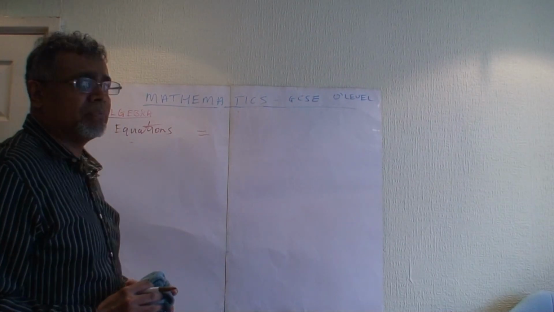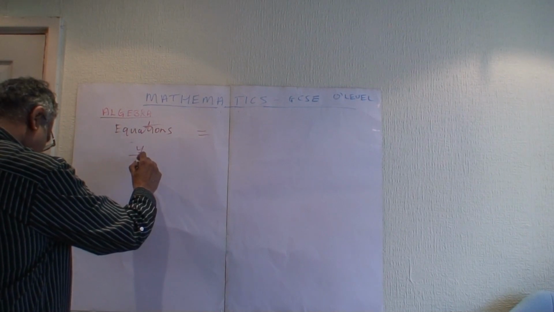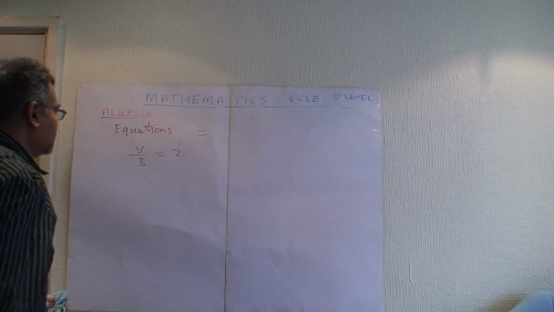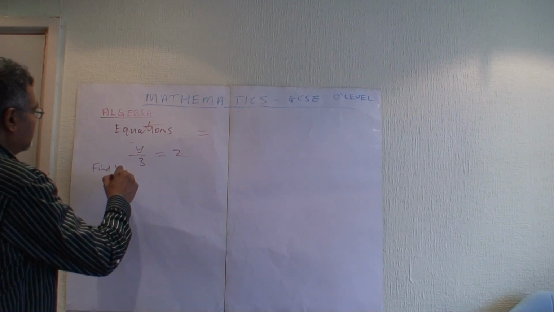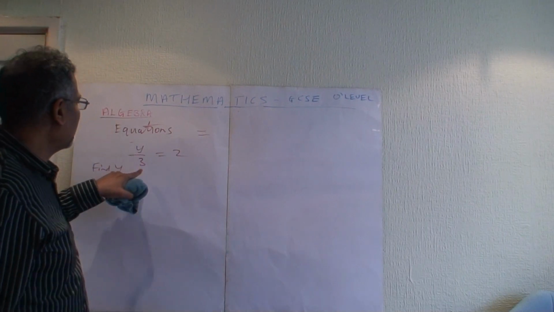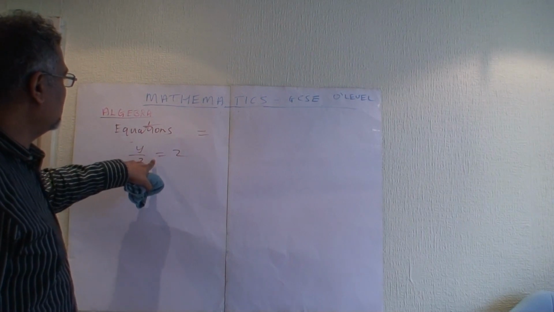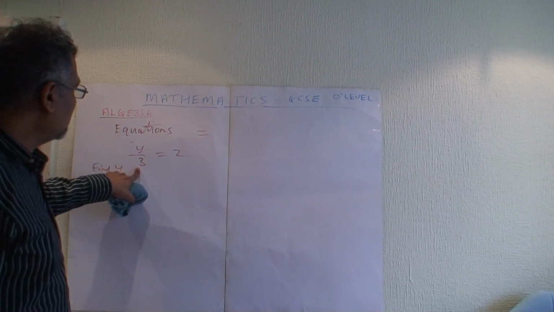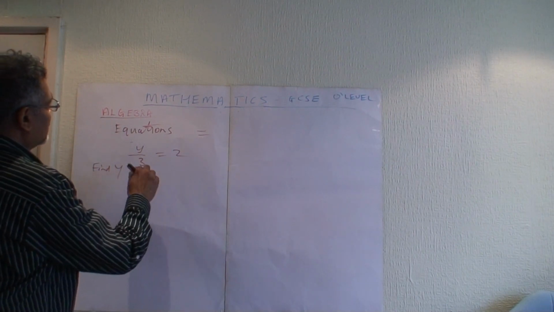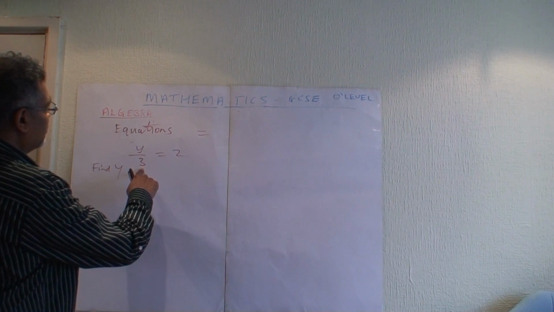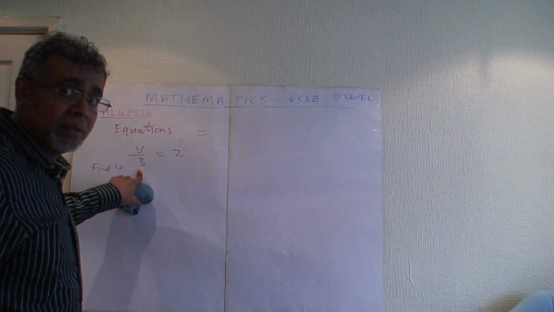What if you have a fractional division? Say y divided by 3 is equal to 2, and find the value of y. We see here, y is on this side of the equation along with a 3. But you don't want this 3 here, you want to find out the value of y. So, to get rid of this 3, we multiply both sides by 3.